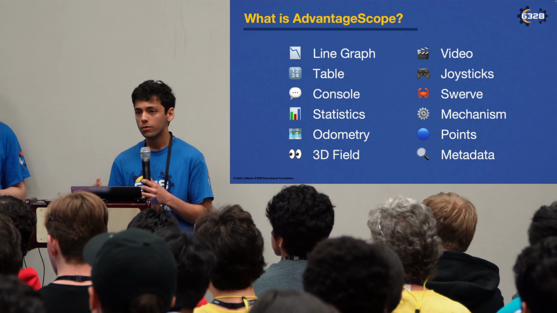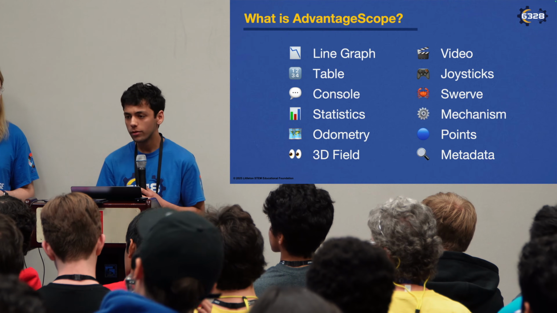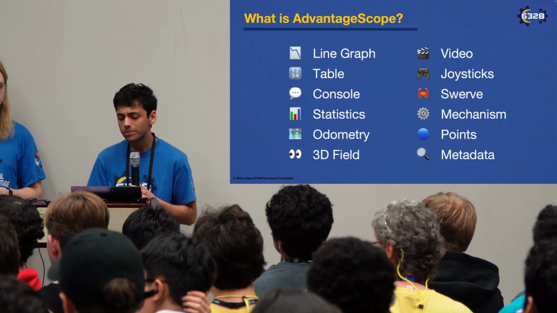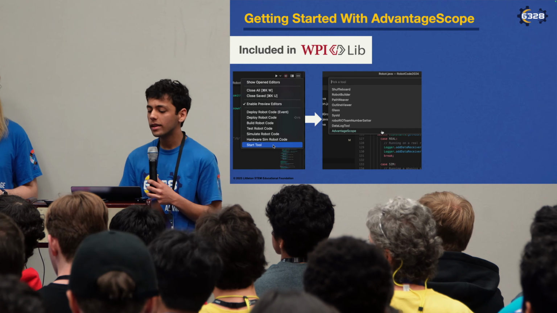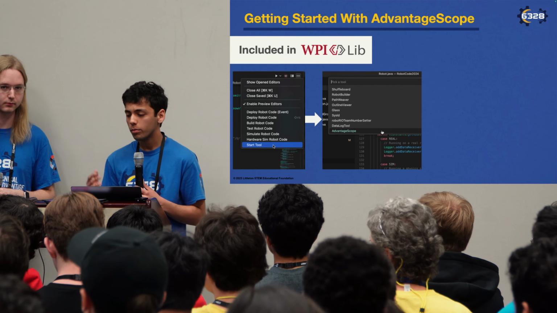A swerve diagram to show the velocities and the headings of all the swerve modules on the drivetrain, and other helpful things that you may find useful. So it can be pretty easy to get started with AdvantageScope. It's already included in WPILib, as I mentioned. You probably already have it installed.